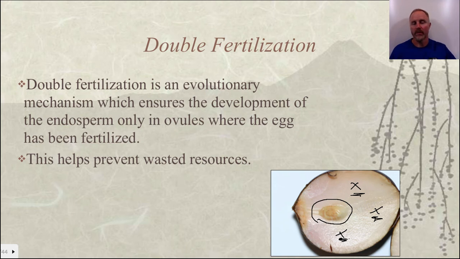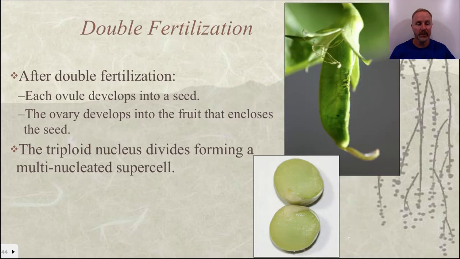And what double fertilization is doing is helping to prevent wasted resources. In other words, if the zygote of the plant doesn't get fertilized, there's no reason for this plant to continue to grow, and no reason to develop this big, elaborate, nutrient-rich seed if there's no zygote in there. So double fertilization is really helping to prevent wasted resources.